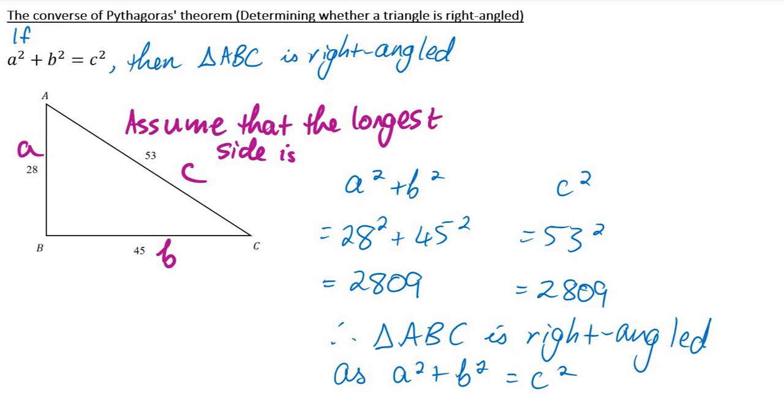Which is the right angle? It's this one here. It's always going to be the one formed by the two shorter sides. So we could say angle ABC equals 90 degrees. And that's why it's a right-angled triangle.